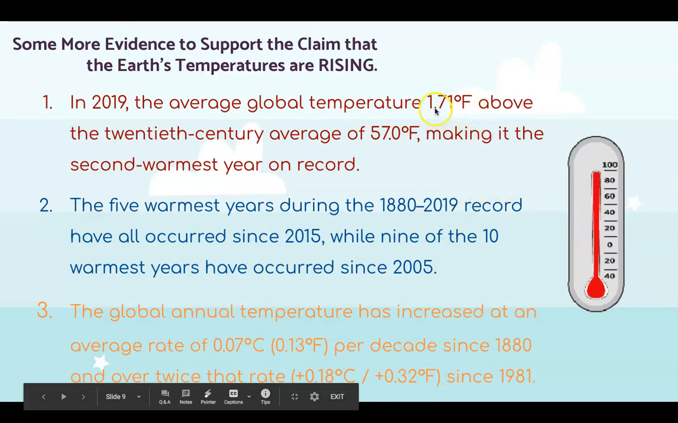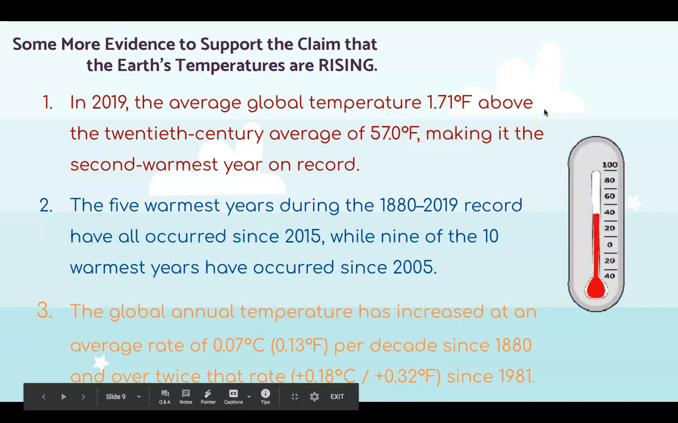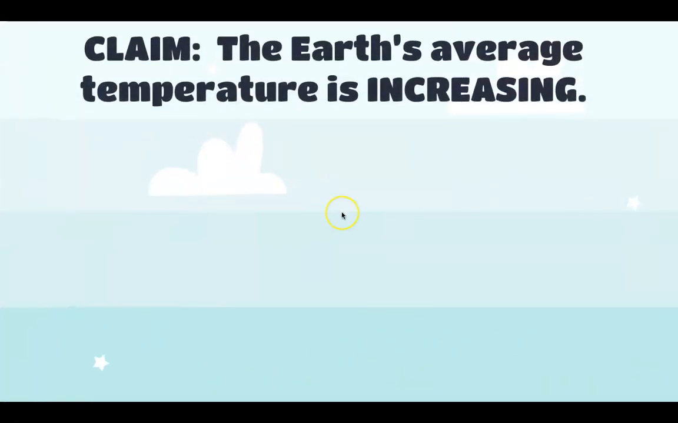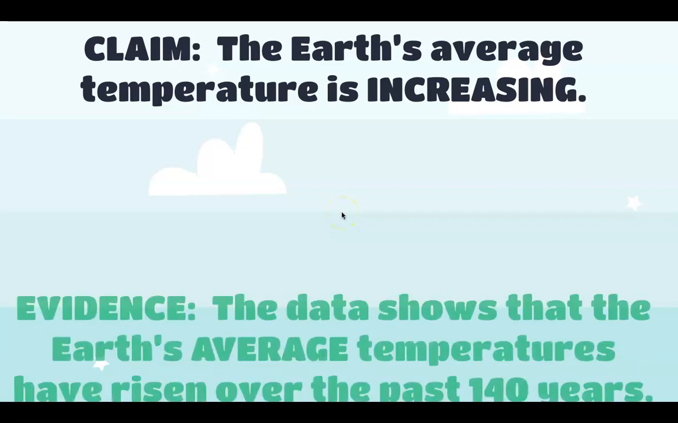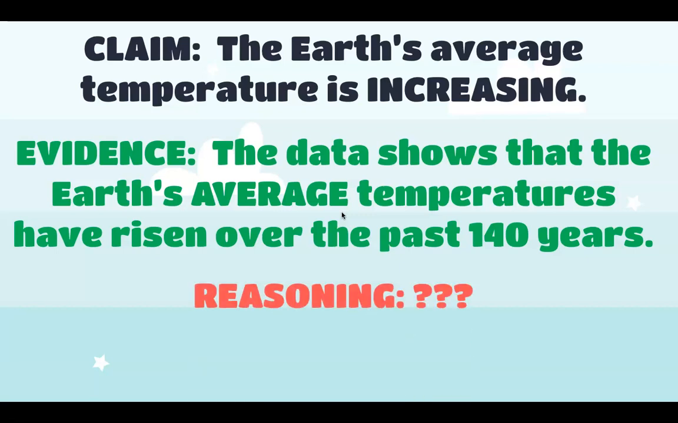And these little temperatures may not seem like a huge deal to you, 1 degree Fahrenheit, 0.3 degrees Fahrenheit. But when we talk about climate change, we'll explain why that is such a big deal. So, the claimed global warming: the Earth's average temperature is increasing. The evidence? Well, data collected since 1880 shows that the Earth's average temperature has risen over the past 140 years. But why? What is the reasoning for that?